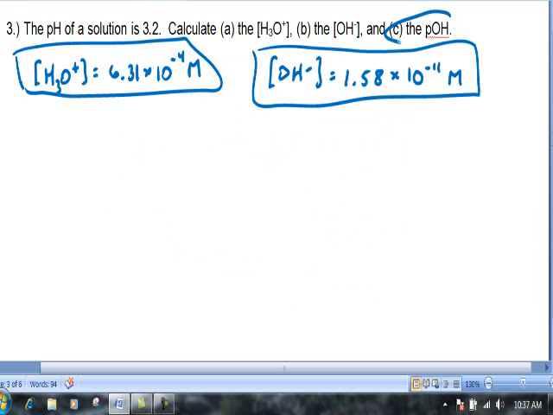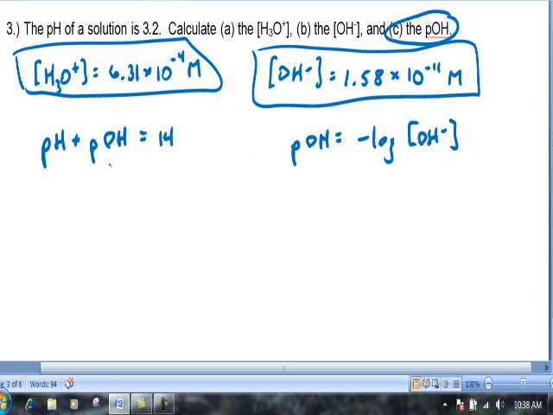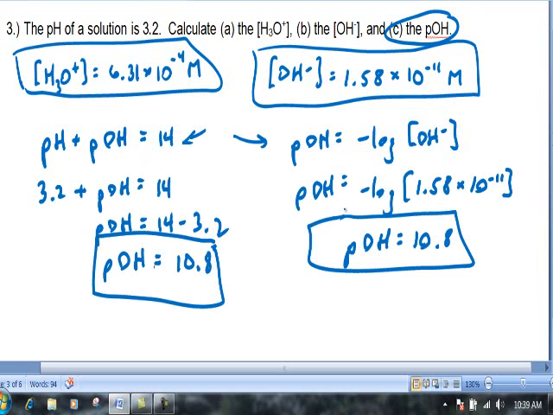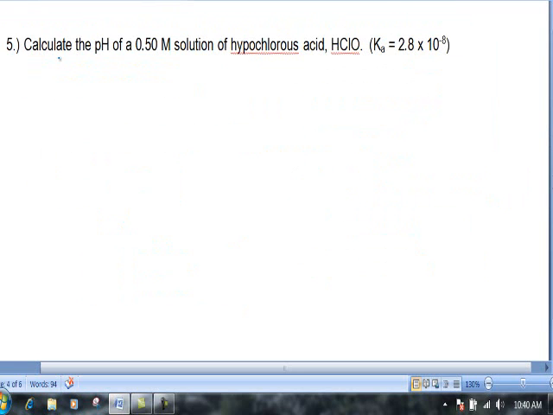We can now solve for the pOH using, again, two separate strategies. Picking one or the other, both will work fine. One can be the pH plus pOH equals 14 relationship, or the other strategy would be the pOH as a negative log of OH minus concentration. Using either strategy, we end up with a pOH of 10.8. Same thing when we use the pOH as a negative log of the hydroxide concentration, we get a pOH of 10.8.